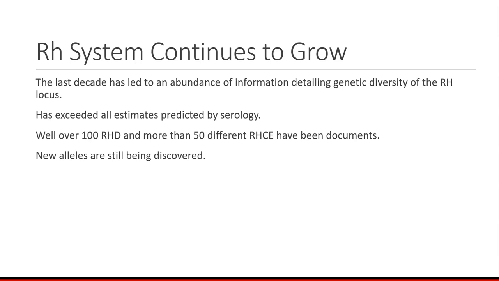The last decade has led to an abundance of information detailing the genetic diversity of the Rh locus. It has exceeded all estimates predicted by serology. Well over 100 RHD and more than 50 different RHCE alleles have been documented. New alleles are still being discovered.